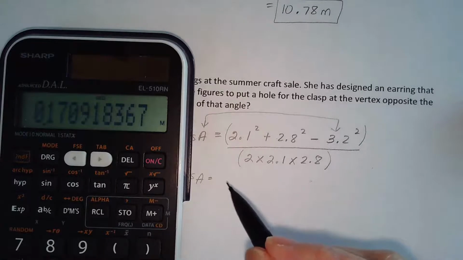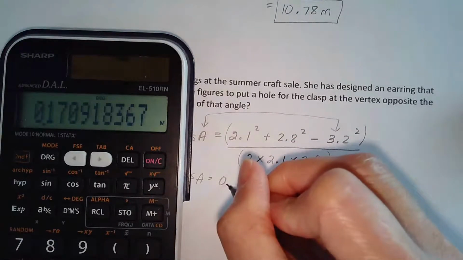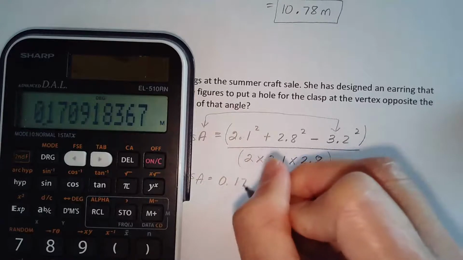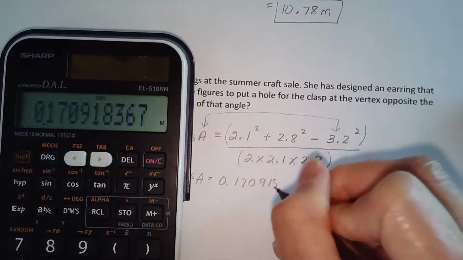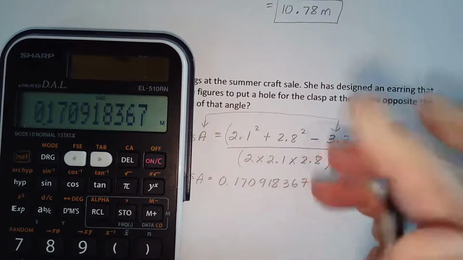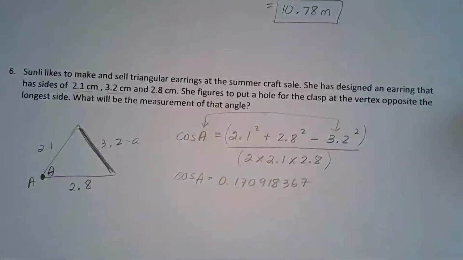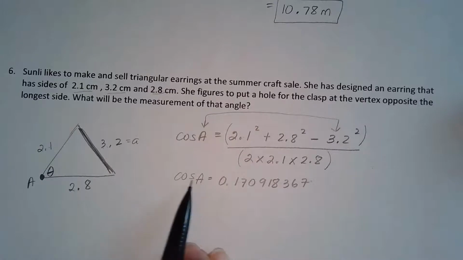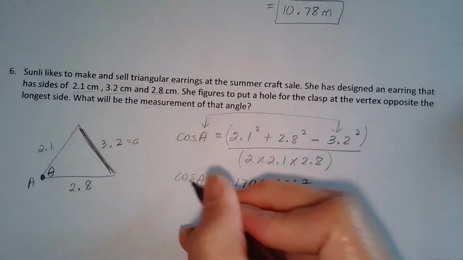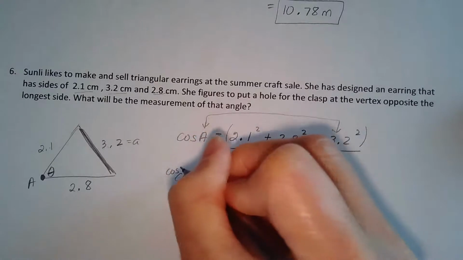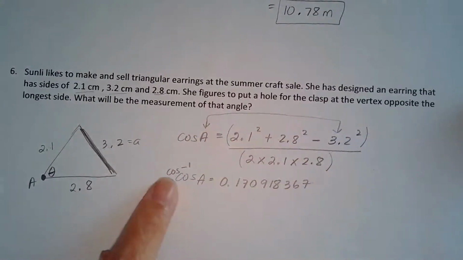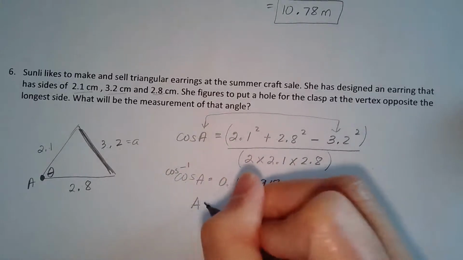Okay, so I'm going to get a decimal, 0.170918367. Now this is not the angle. This is the cos of the angle. The next step is to get rid of the cos. How do we get rid of the cos? The only way is to take the cos inverse, because cos inverse and cos cancel each other out. So we're left with just angle A.